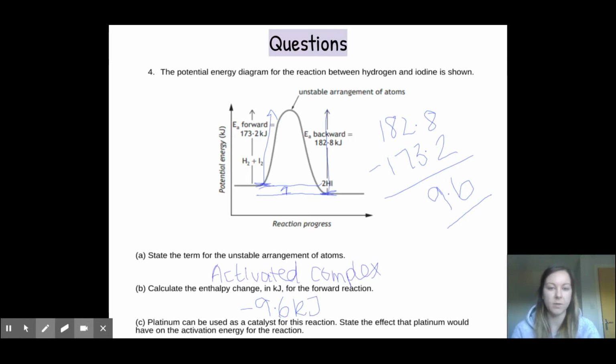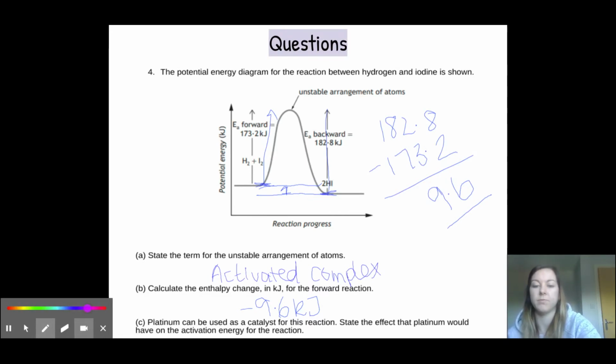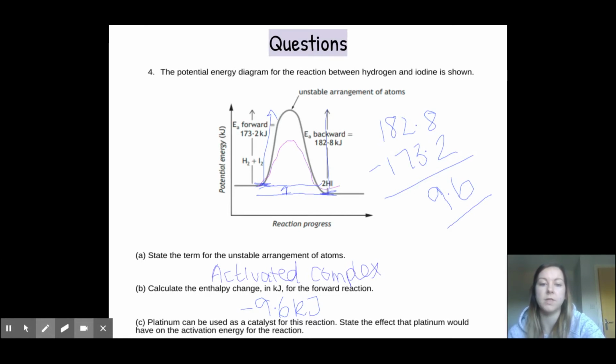Part C is the last question. Platinum can be used as a catalyst for this reaction. State the effect that platinum would have on the activation energy for this reaction. All you have to say for this is that the activation energy would be lowered. It doesn't ask you to draw on the graph or anything, but I suppose you might get asked one of those questions. So all you would do was draw the same lines ending and starting in the same place. I've made that a wee bit messy.